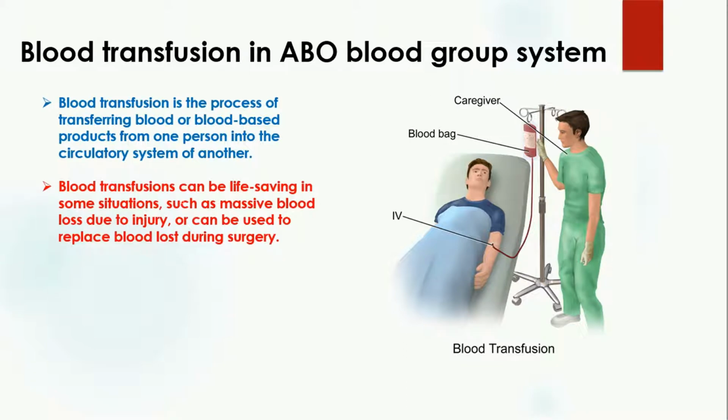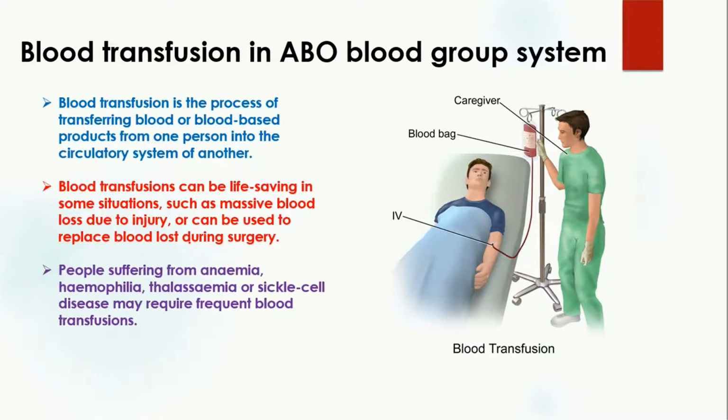Blood transfusion can be life-saving in some situations, such as massive blood loss due to injury, or it can be used to replace blood loss during surgery. So this process is very important. Along with this, there are some people who are suffering from blood disorders, for example anemia, hemophilia, or sickle cell anemia. They also require blood transfusion.